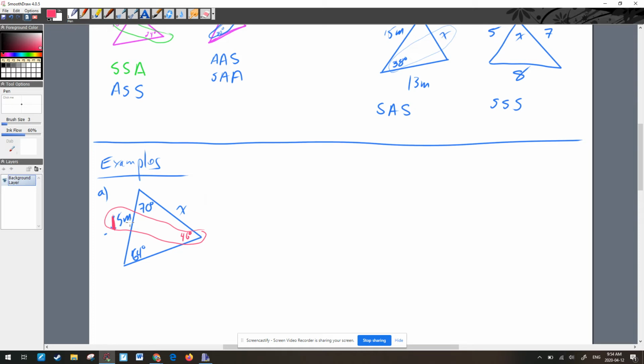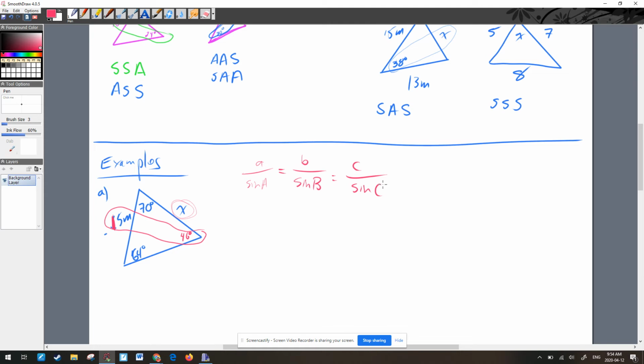That means we have to use sine law. Now, cast our mind back to sine law. We've done that over the last couple of days. With sine law, I know that it's a over sine A equals b over sine B equals c over sine C, or upside down. The way we decide which version is most relevant to us is we want to put what we are looking for in the numerator. Well, we are looking for a side length, so this is the version that we want: a over sine A equals b over sine B equals c over sine C.